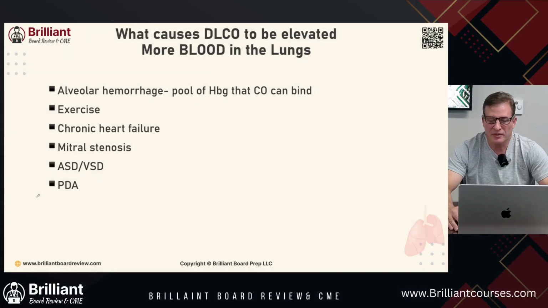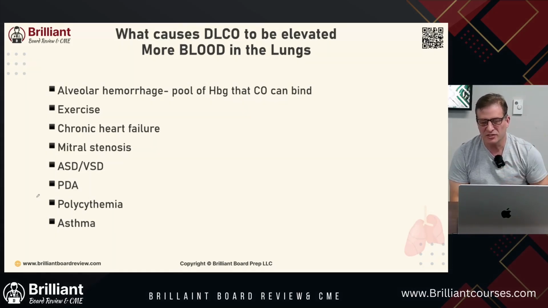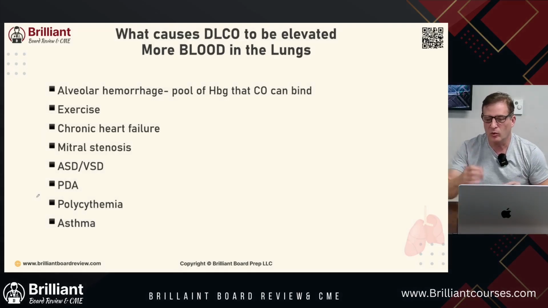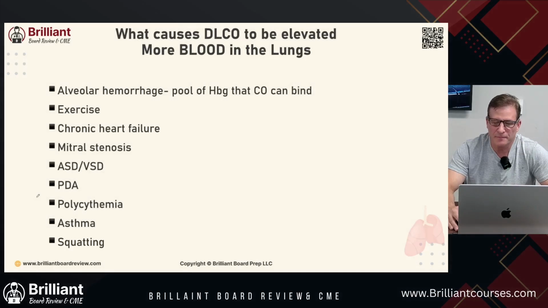PAD and polycythemia, these are also more blood in the lungs. And then asthma, this is how you differentiate asthma from COPD. COPD, you're going to have decreased DLCO. On asthma, you can have normal or increased. So they're going to be similar on their FEV1 FVC ratio, but in asthma, you're going to have a normal or increased DLCO. In COPD, you're going to have a decreased DLCO. In squatting, if you happen to have the patient squat inside the pulmonary function test chamber.